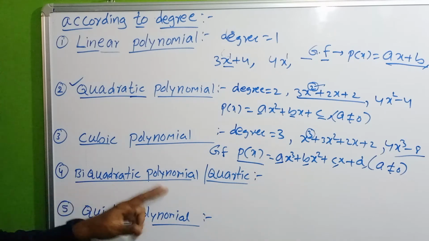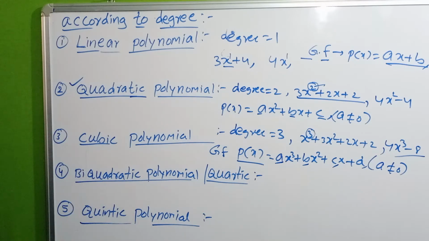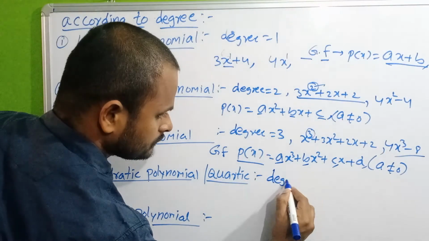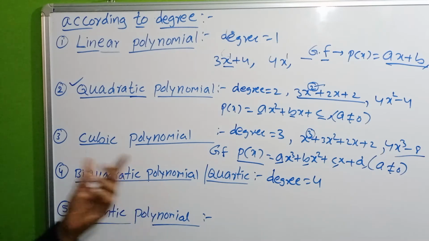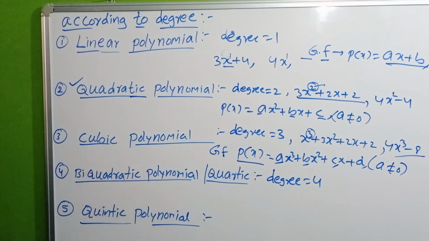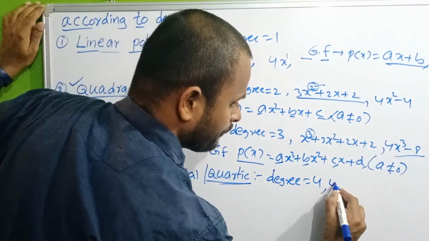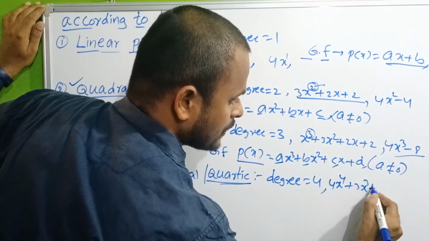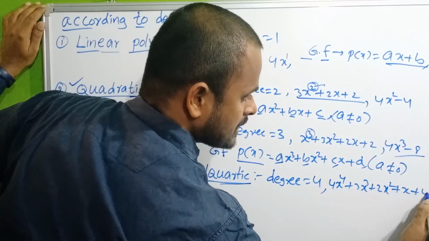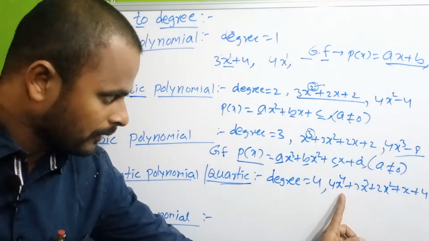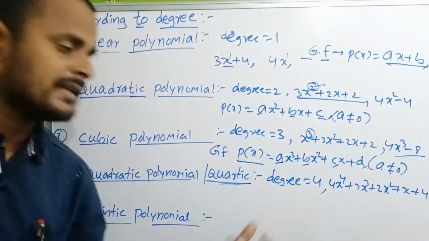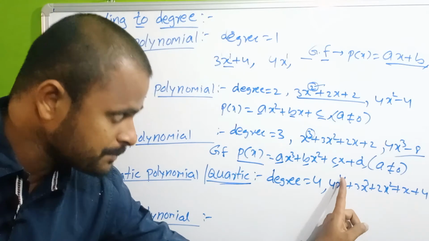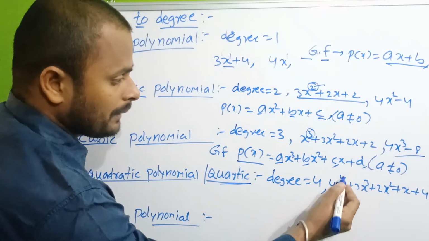Next, biquadratic polynomial. Which polynomials have degree 4? Polynomials of degree 4 are called biquadratic polynomials or quartic polynomials. Okay, so degree 4 means, take an example, 4x power 4 plus 3x cube plus 2x square plus x plus 4. This is a polynomial. Here what is the degree? The highest power is x power 4. So the degree of the polynomial is 4.